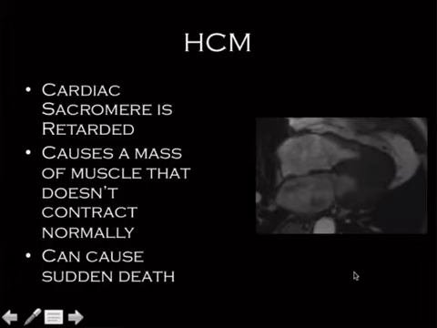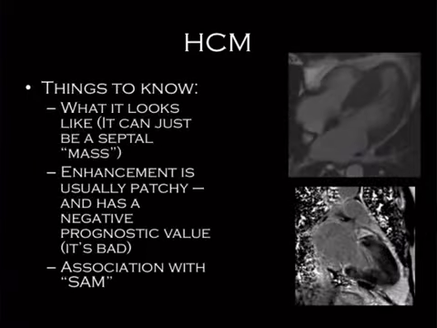It's basically a defect in the cardiac sarcomere, which causes this really bulky muscle that doesn't contract normally. Now, what do you need to know about it? What it looks like: thickened muscle. It can also look like this, where you just have the septum thickened, almost like it looks like a tumor. Enhancement is typically patchy if you have it, and it's associated with poor prognosis when you do have that patchy enhancement. And it's also associated with a thing called SAM. Now, what is SAM?